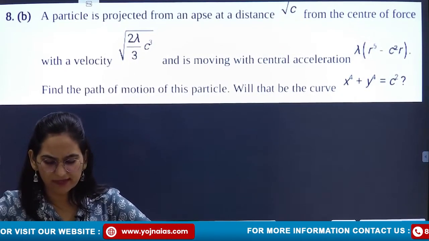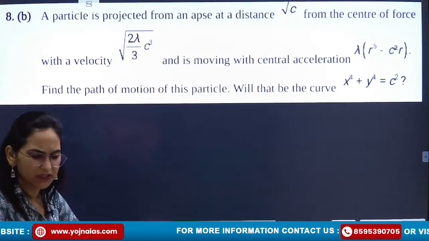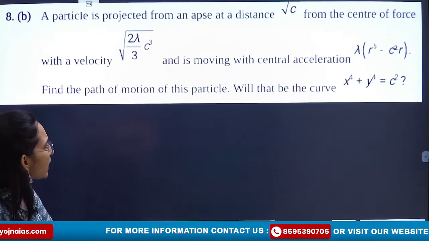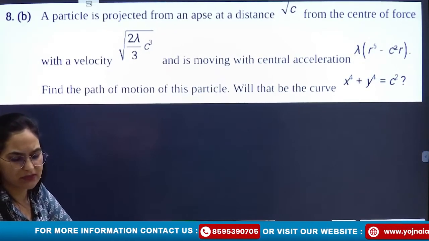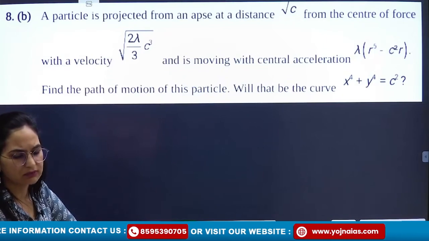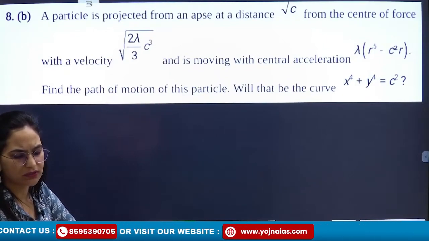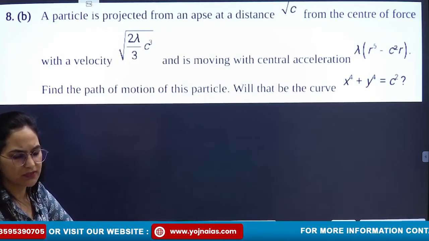First what we require is the central acceleration, which they have given. That is lambda r raised to power 5 minus c r square, lambda r, because we take 1 by r.